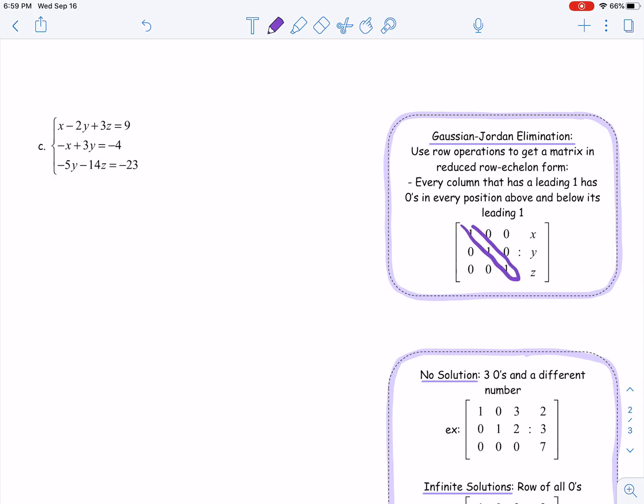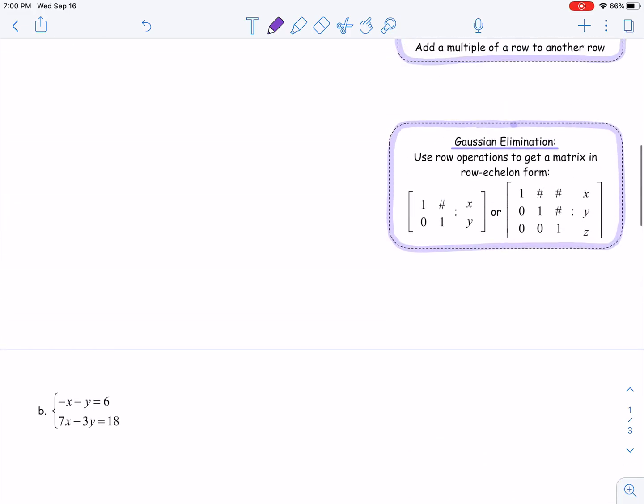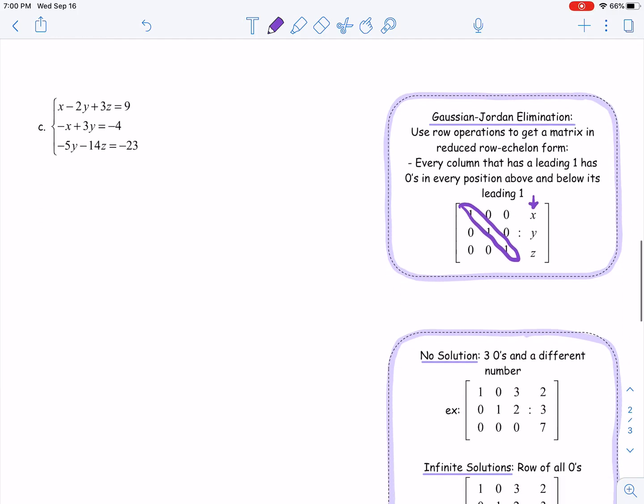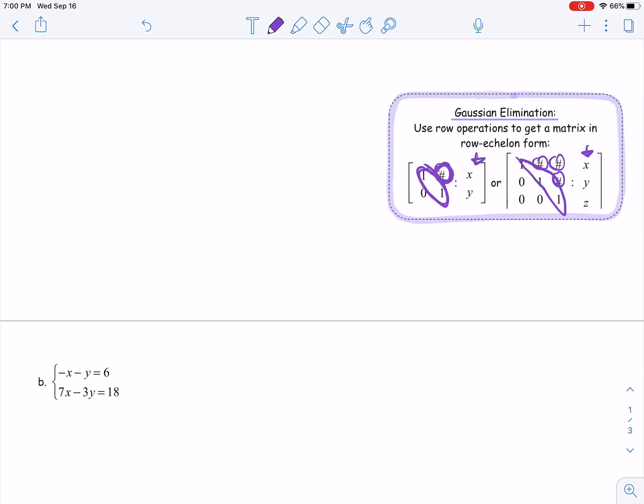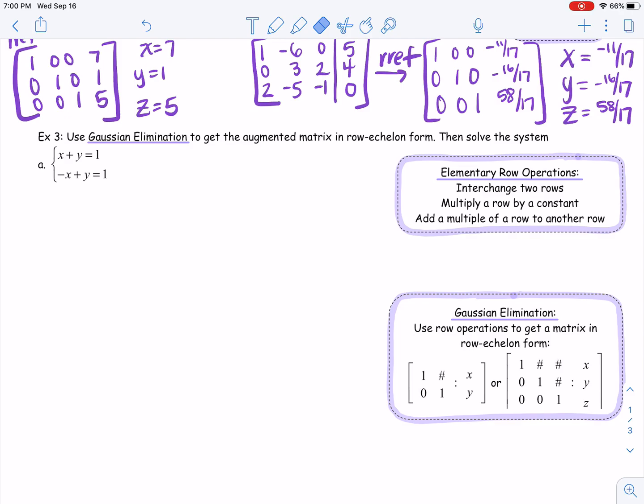Ones along the diagonal, numbers in that last column. That's reduced row echelon form. Row echelon form has the numbers along the diagonal, but we could have some ones along the diagonal, but we could have some numbers above that diagonal. Still have our column of numbers at the end. So zeros everywhere, ones along the diagonal, zeros underneath it, but numbers can be above it. I know you're probably thinking, what the heck are you talking about, lady? Just stick with me. We'll be all right.